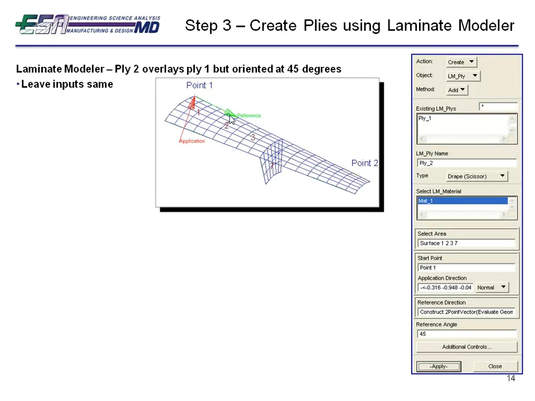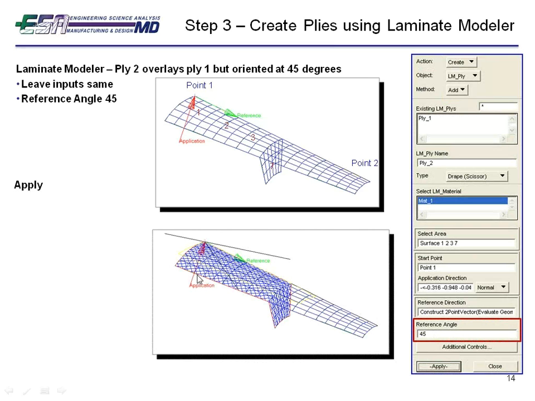The next step is we're going to apply a ply at the same locations, but at a 45-degree orientation angle. The exact same inputs stay the same, except the reference angle is set at 45 degrees. Push apply, and this is the result. And as you can see, another ply with this orientation is applied. The exact same process is used to define the other plies. The same steps, except selected area and orientation angle will change. So let's just define the other plies here.